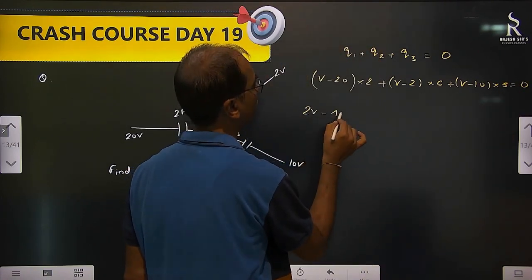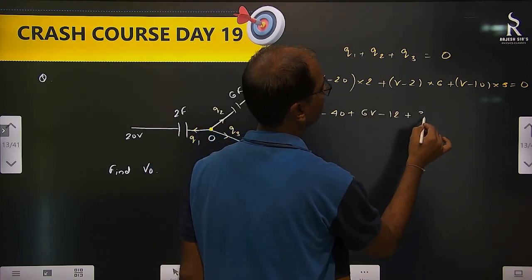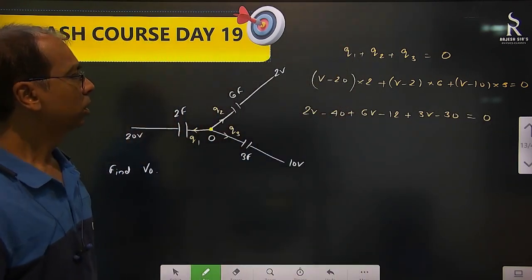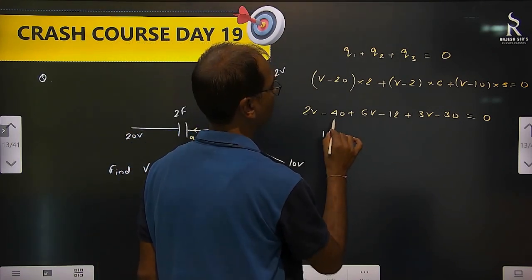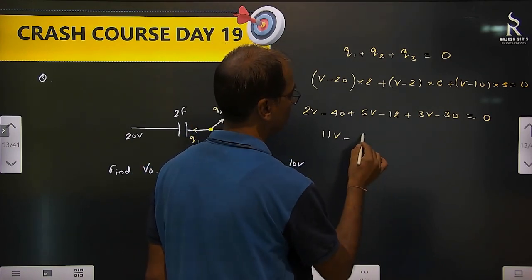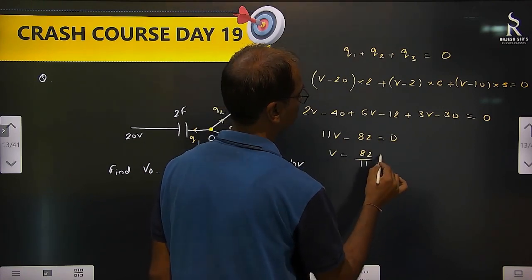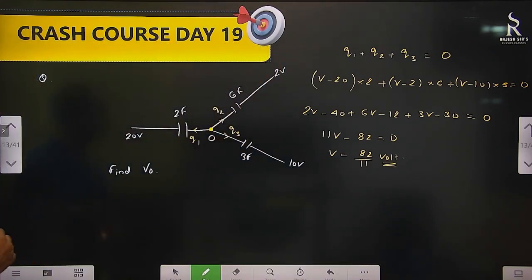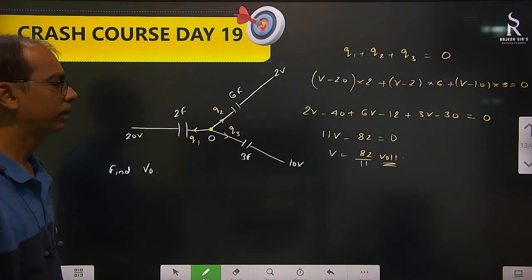So what we got: 2V minus 40 plus 6V minus 12 plus 3V minus 30 equal to 0. So 2V plus 6V is 8V, 8 plus 3 is 11V, minus 40 minus 12 minus 30 is minus 82. So V equal to 82 by 11. That's the answer. This way we can easily find the potential at any junction.